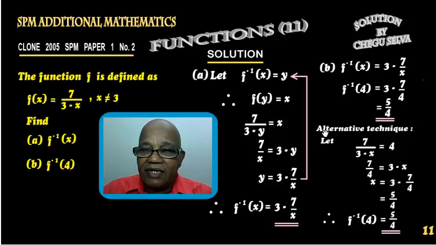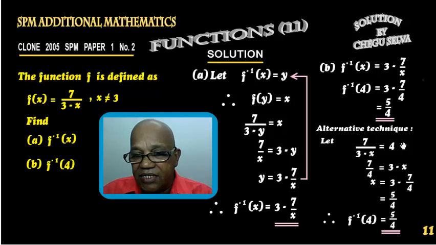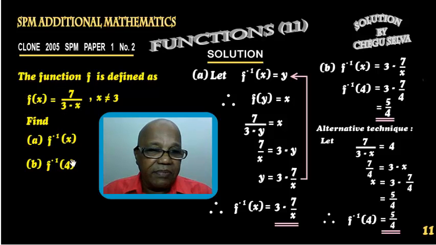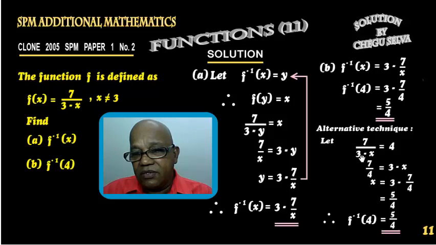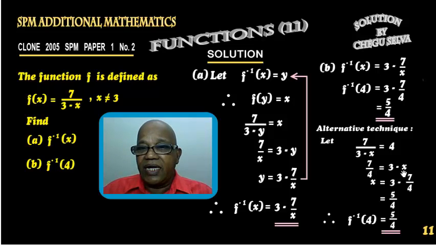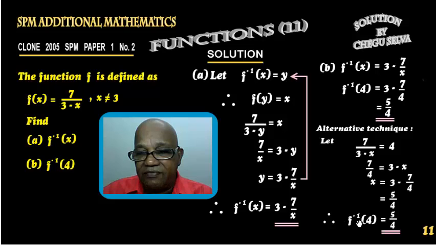Now, the alternative technique, another technique to find this value: you let 7 over 3 minus x be equal to 4. This whole thing, let it be equal to 4. So you bring this up, 3 minus x up, 4 you bring down. Negative x move to the left, 7 over 4 move to the right. So you see you get the same values. So x is equal to 5 over 4. So you get the same answer. The inverse function of f(4) is 5 over 4.